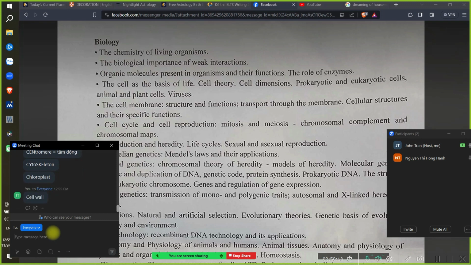Cell wall is a very thick structure. It's made mainly of cellulose molecules, a complex sugar. And it makes the cell wall very thick, very rigid, and hard to break.